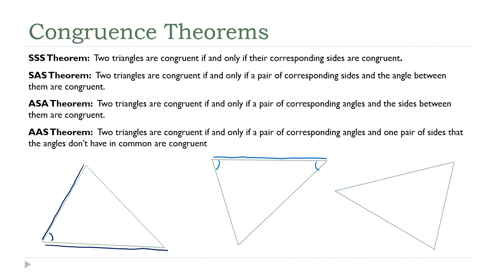And finally, the angle angle side. It's two angles and a side that they don't have in common. So it can't be this one here. It has to be one of the other two, right? And again, that would be enough.